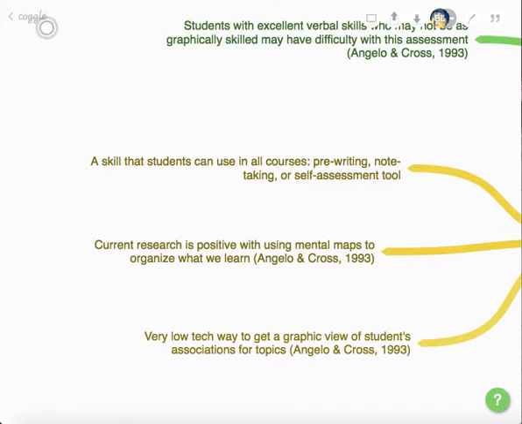This can be used to help instructors realize where we need to spend a little bit more time with different concepts. And current research is very positive in terms of using mental maps to organize what we learn. As mentioned previously, it's related to those strong neural connections that are made when we link information in a constructivist fashion.